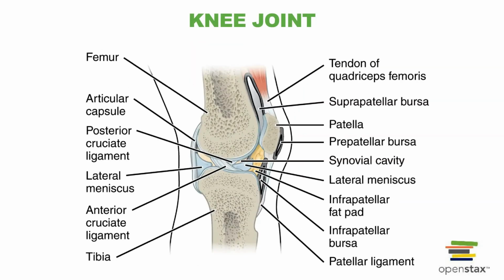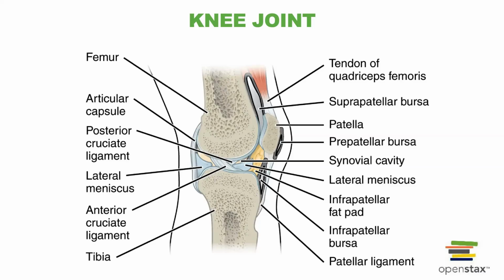Beyond the main components, joints also contain important accessory structures that enhance their function. Bursae are small, fluid-filled sacs strategically placed where friction would otherwise occur. They act like tiny cushions between bones and soft tissues, allowing smooth movement of tendons and muscles over bony surfaces. Fat pads within joints serve as shock absorbers and help distribute pressure evenly across the joint surface.